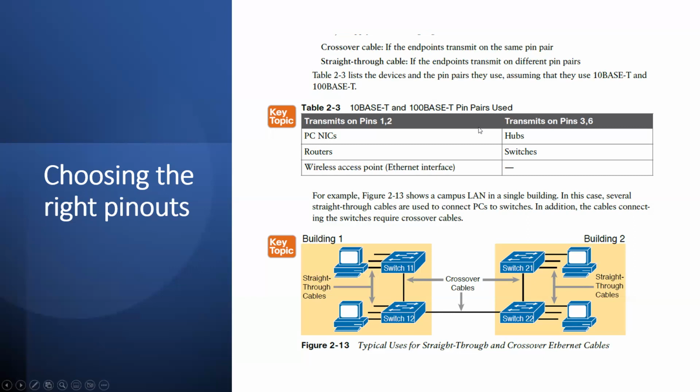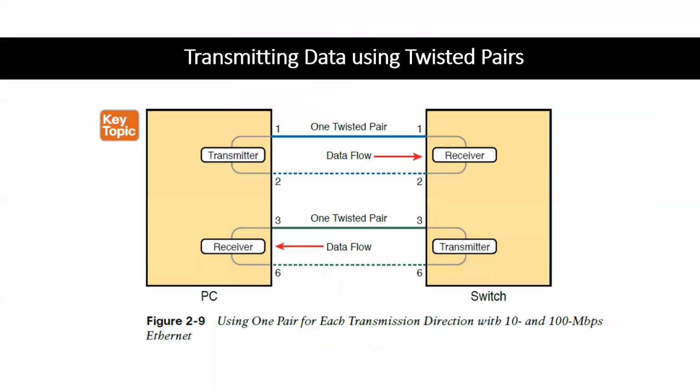What does that mean? Remember this definition. Crossover cable if the endpoints transmit on the same pin pair. Straight through cable if the endpoints transmit on different pin pairs. What does that mean? Let me see if I can do this. There we go. So, crossover cable. Let me use a different color. I think that'll help.